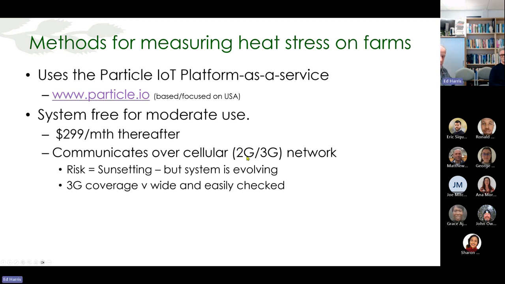It's a communication system that uses, or I've chosen to use, cellular. I've tried with LoRaWAN and things on other projects. The lovely thing about cellular is if you phone the farmer up, all you have to say is, what's your mobile phone like? And you instantly know how good the signal is. With others, it can be a problem.